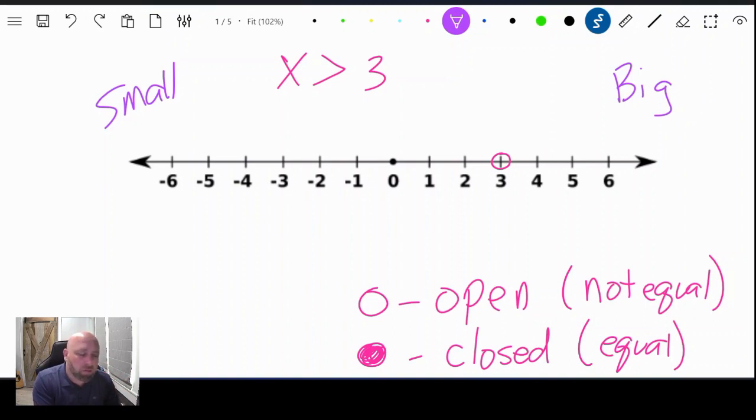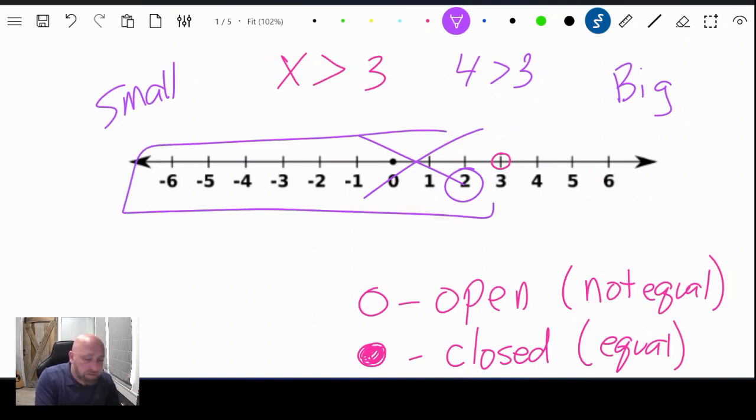What if x equals 4? Does that work? 4 is greater than 3. That works. What if x is 2? 2 is greater than 3? No, that doesn't work, right? So what you're wanting to do here is kind of test, if you will, what numbers work. 4 works, 2 does not. So look over here. 2 does not work. So no numbers on this side work. 4 does work. So all of the numbers over here are going to work.